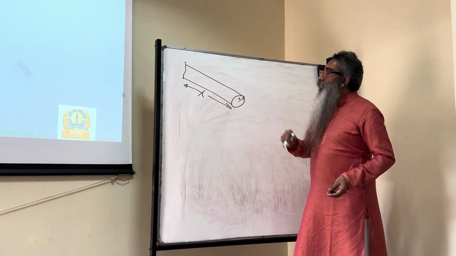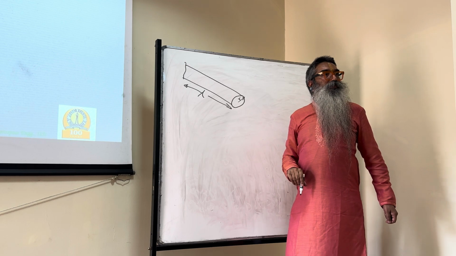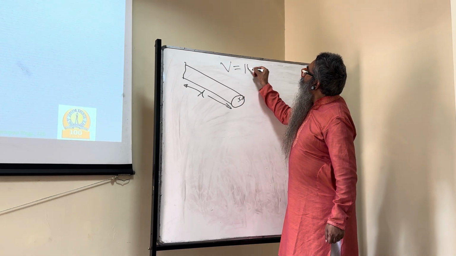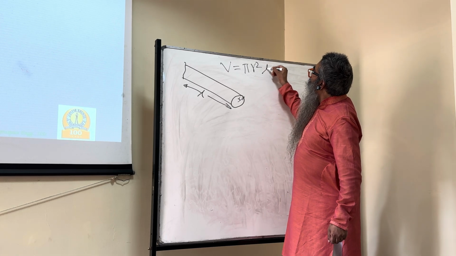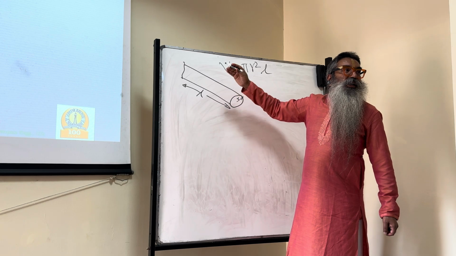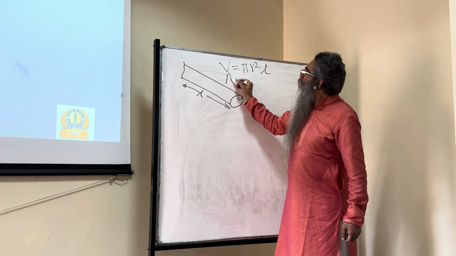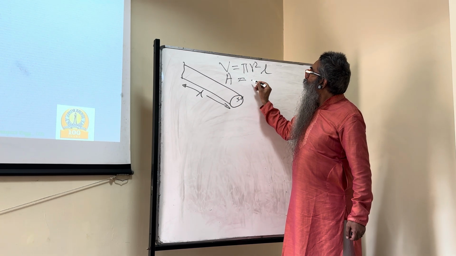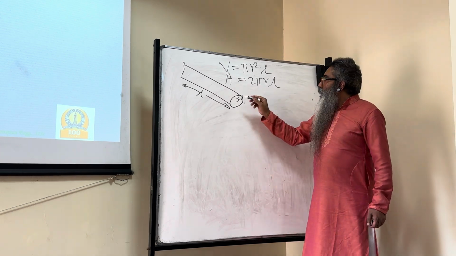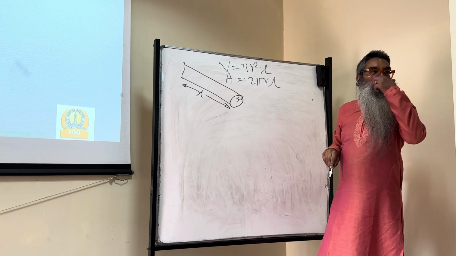What is the volume of this? Well, pi r squared times L. Okay. What about the surface area just on the curved side? 2 pi r, times L. Okay, so essentially it's the perimeter times the length. That's what you have, right?